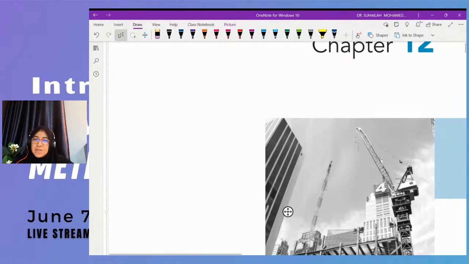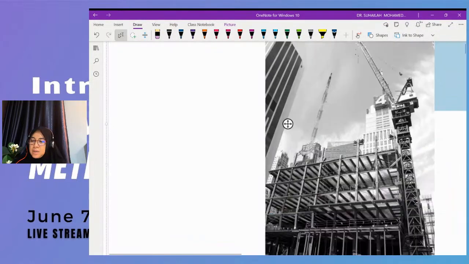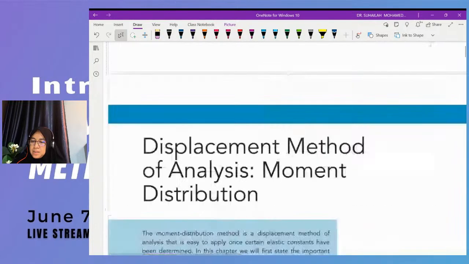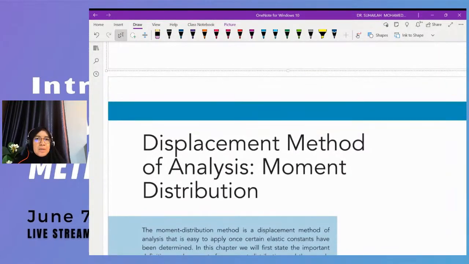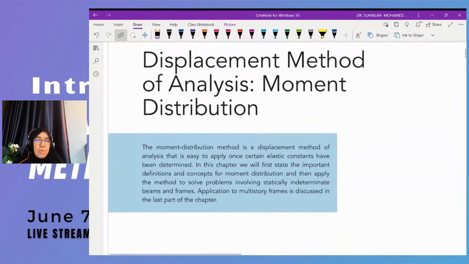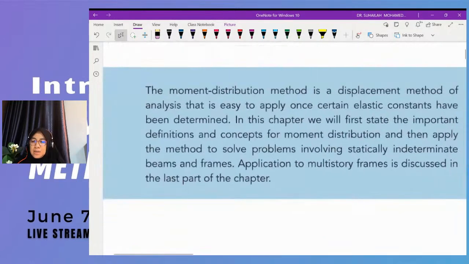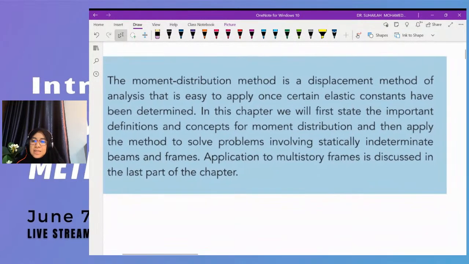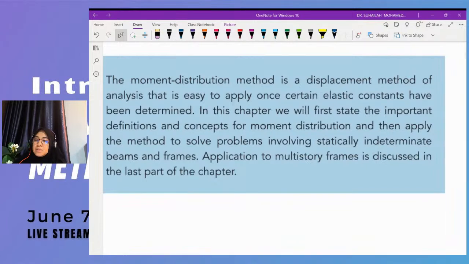Okay, so in this session, I would like to briefly introduce the moment distribution method, chapter number 12 in the Hibbeler textbook. The moment distribution method is actually called a displacement method. We will review the textbook tonight: displacement method of analysis, and it is easy to apply.